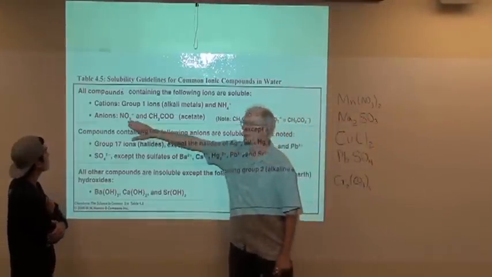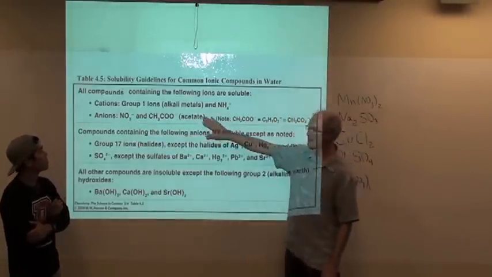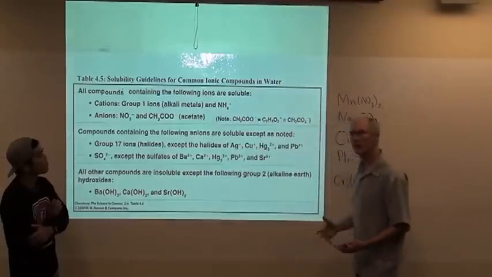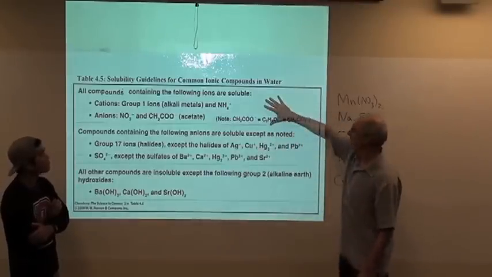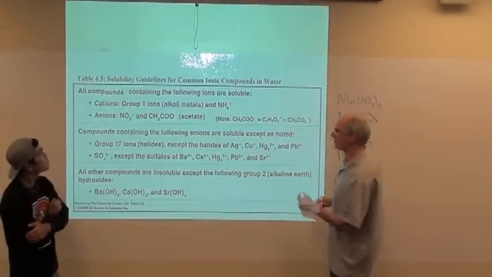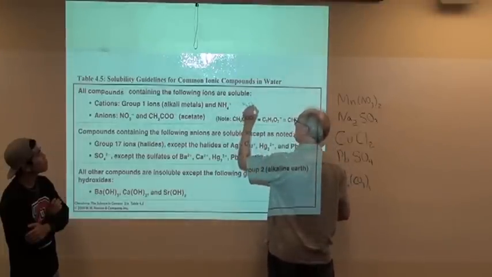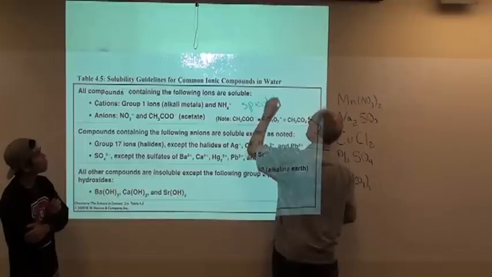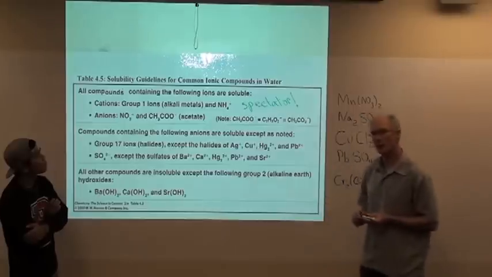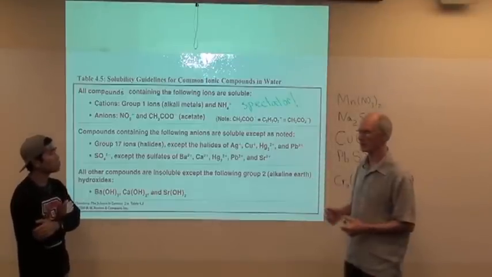If you see nitrate, NO3, soluble. If you see acetate, soluble. If you see a group 1 ion, the alkali metals, always soluble. And in fact, there's another name that we could give to these. Turns out, hint hint, these are all going to be spectators. That's actually a really good list of spectator ions. Pretty much they're always going to be spectators.